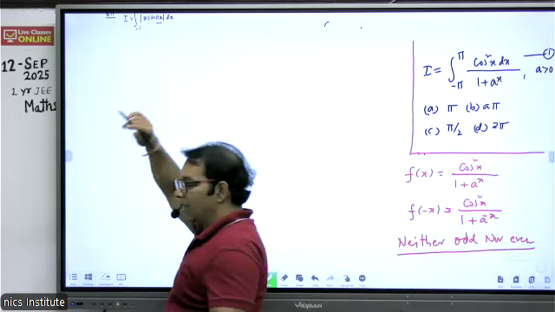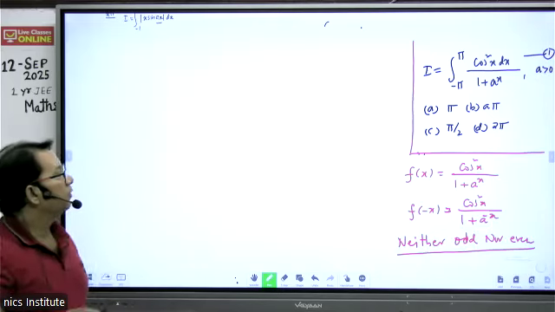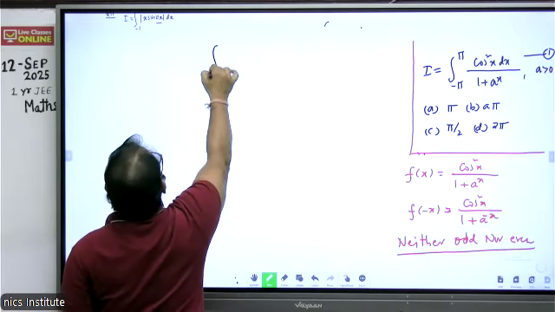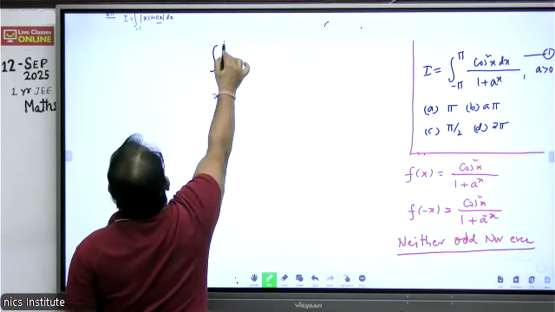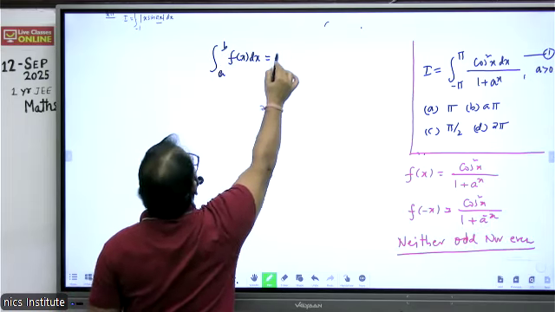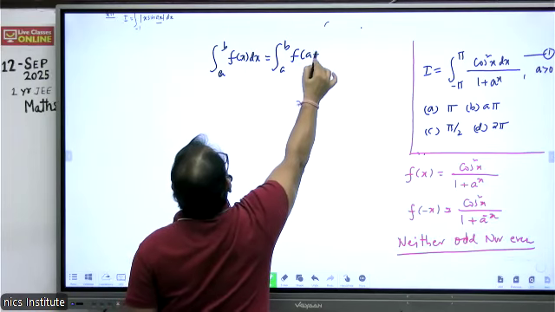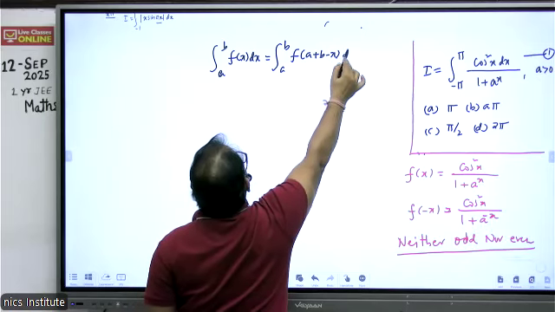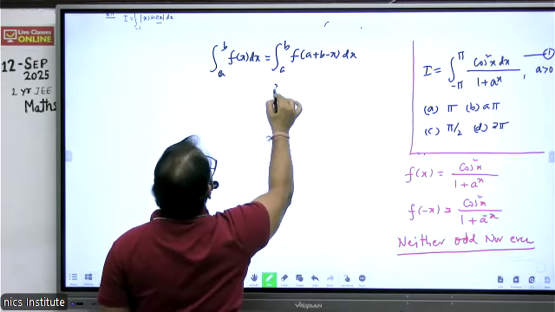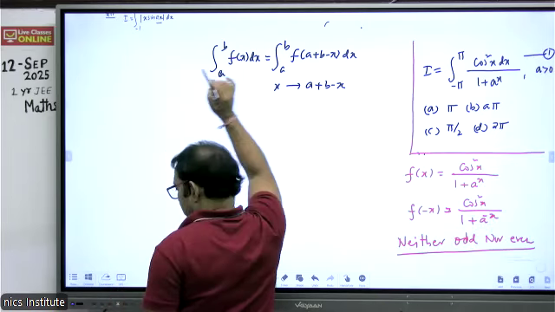You can apply a plus b. Use that property of a to b f x dx is always a to b f of a plus b minus x dx. So wherever you have x, replace it by a plus b minus x.